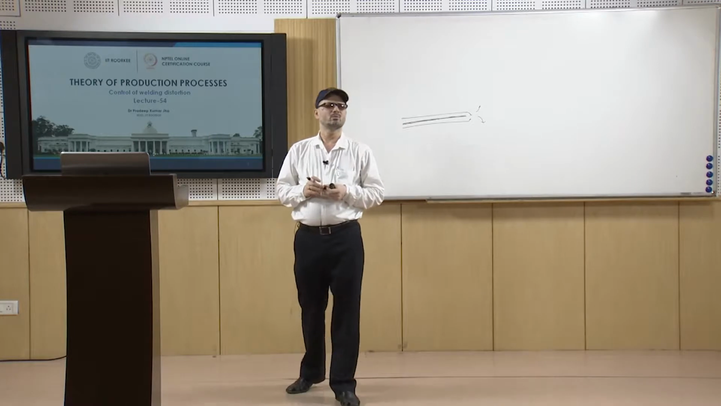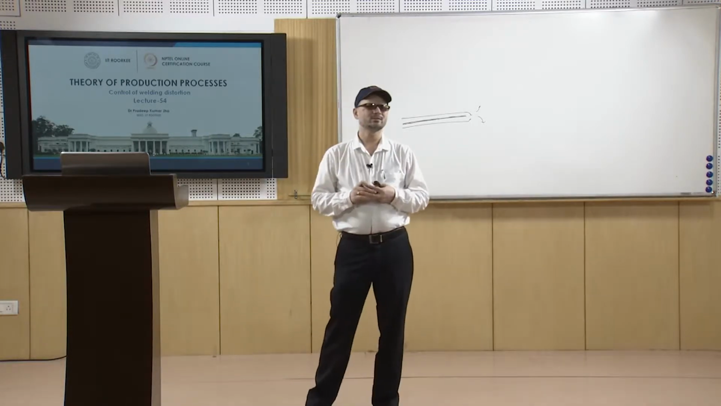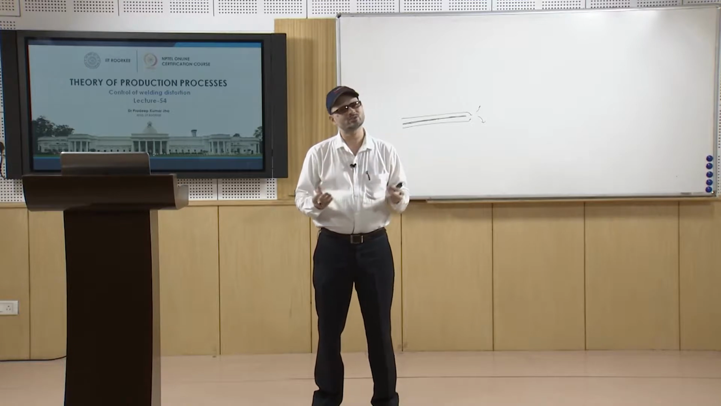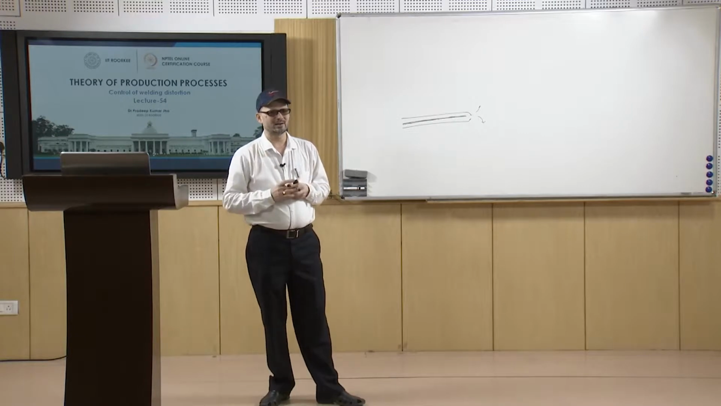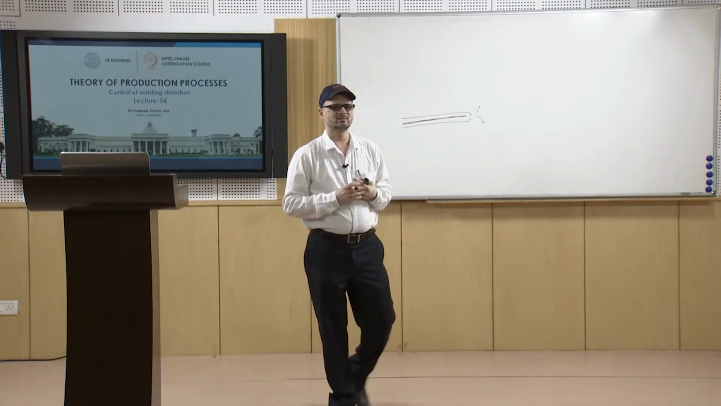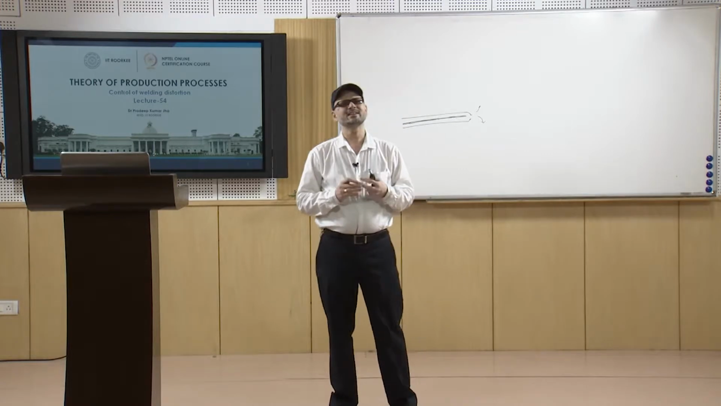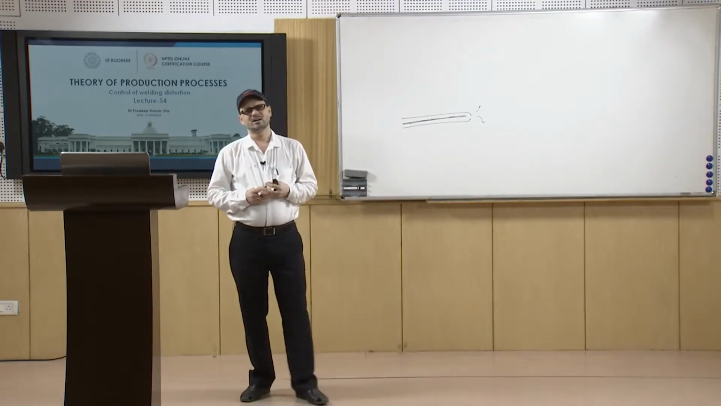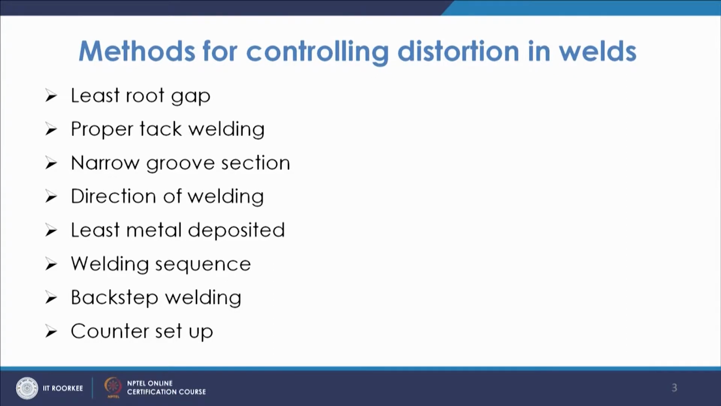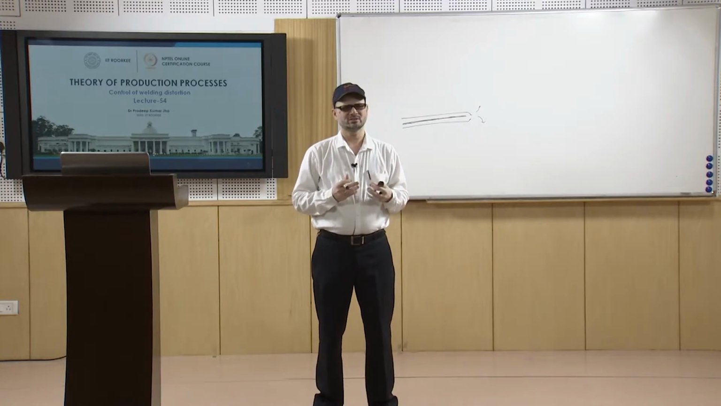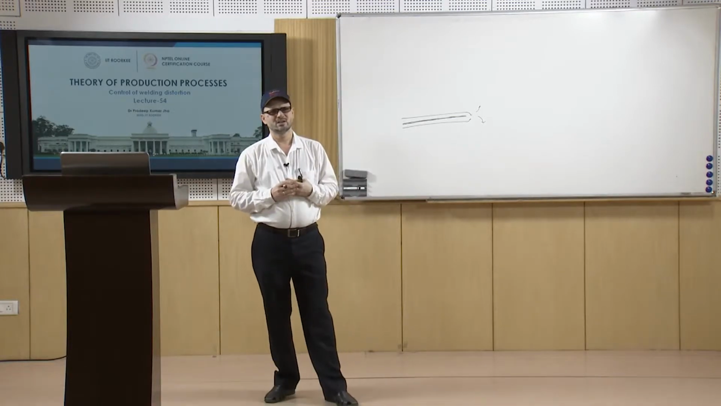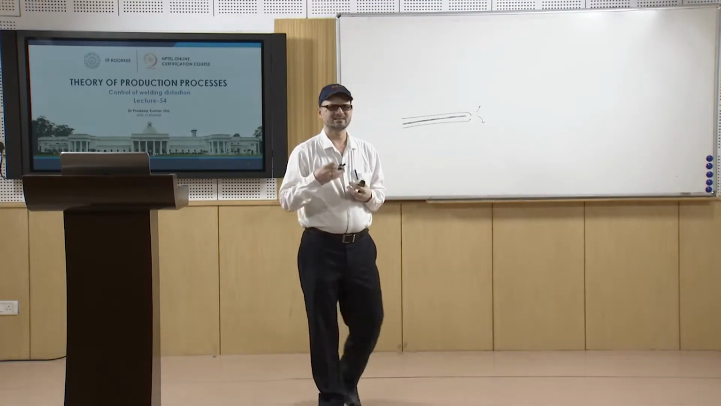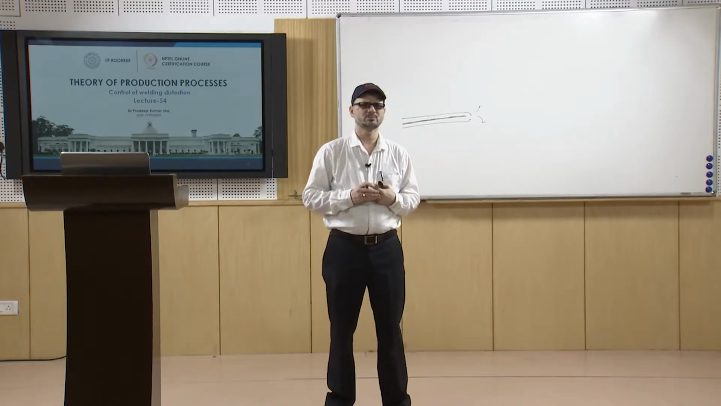Similarly, direction of welding: in what direction you are welding, what is the restraint, where is the restraint, in what way you are welding, that is also important, in what direction you should weld so that you have the minimum distortion generated. Then least metal deposited, again this is supporting the same principle, that if you have least metal which will be supporting the joint, then you will have least distortion. Larger will be the metal, larger will be the likely distortion. So, least metal deposition is another parameter which is important.